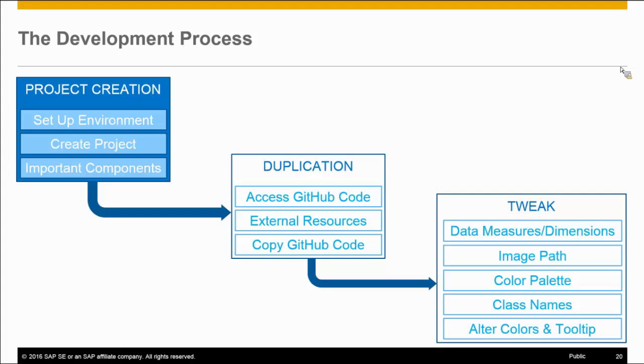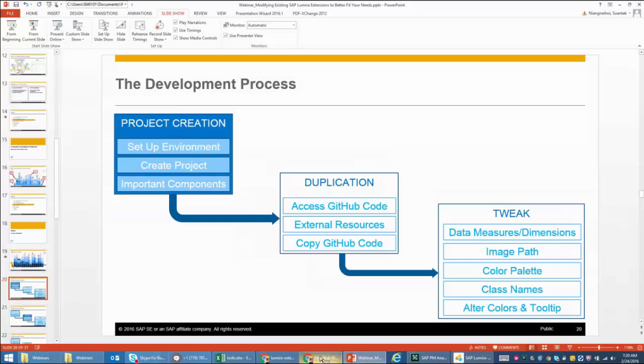And we have steps 1, 2, and 3, and here we have steps 1, 2, and 3 in the flowchart as well. So number one, we're going to go for project creation, and in that we're going to set up our environment, but I won't actually set up the environment. I will show you how to do that. I will show you a blog post, but we're not going to go into detail. And we're going to create a project, and then I will show you what the important components are.